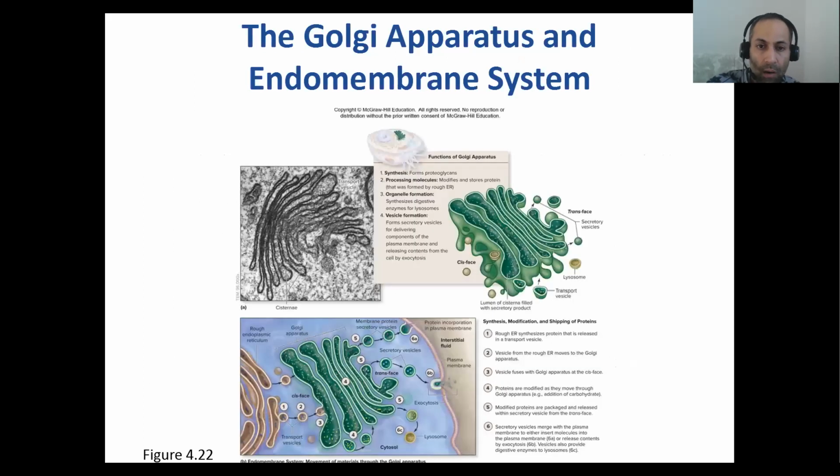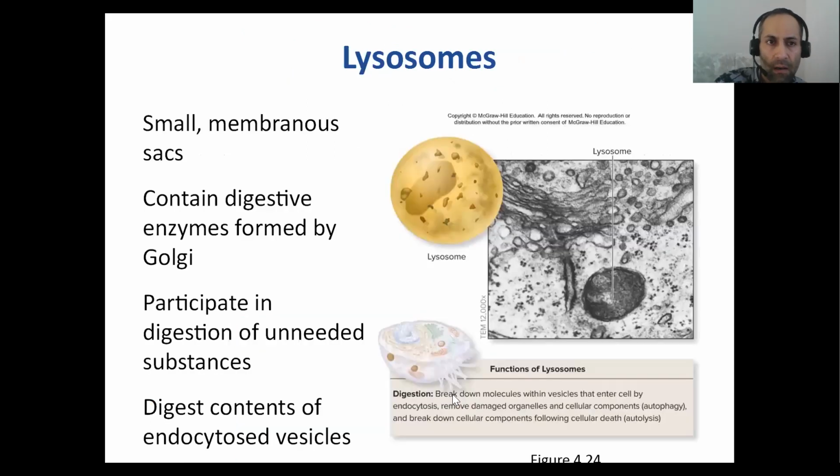So then moving on, here you can see the Golgi apparatus, all right, on an electron micrograph, and you can see how the proteins are being packaged and modified and sorted out and then sent out to where they're needed.